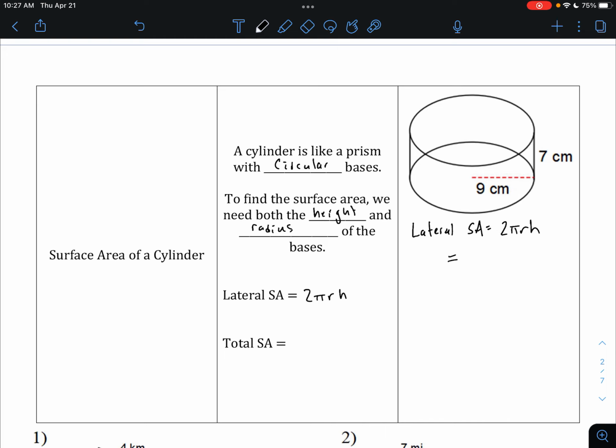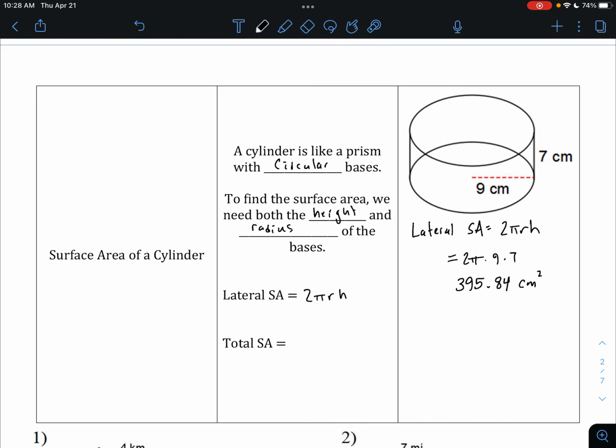So if I plug these numbers in, I get 2 pi times the radius, which is 9, times the height, which is 7. And if I plug that into my calculator, 2 times pi times 9 times 7, we get about 395.84. That's in centimeters squared, because it's still surface area, and surface area is always squared.